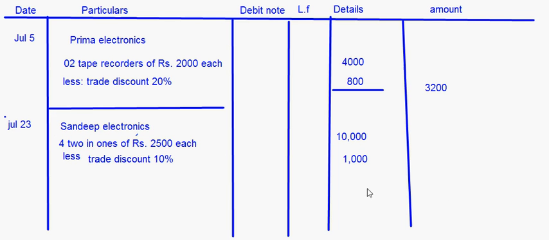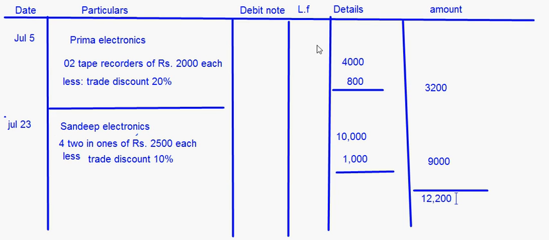So here this will be 9000, which will come in the amount column. So that's it. These are the only two transactions for the purchase returns book. Now you will total this. So 9000 plus 3200 is coming to 12200, right? That's all you have to do in the purchase returns book.